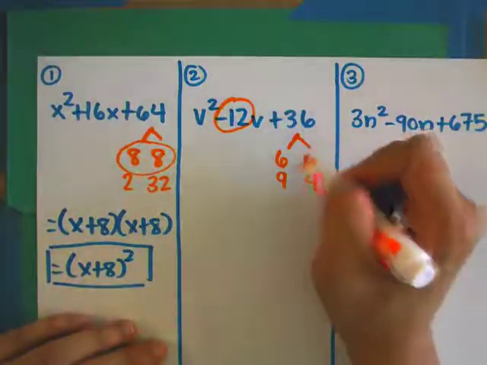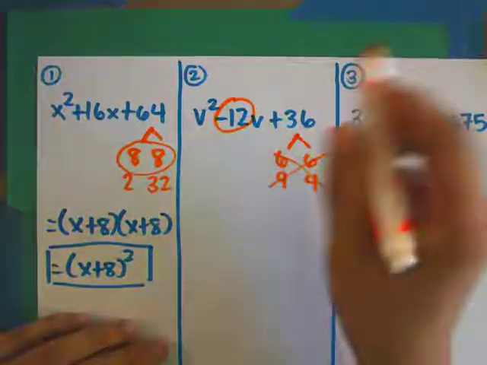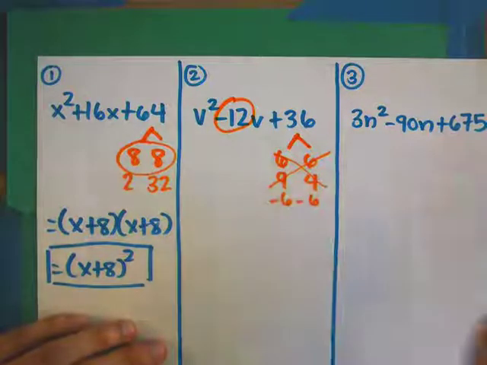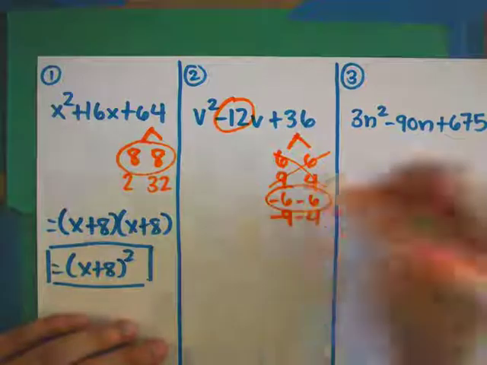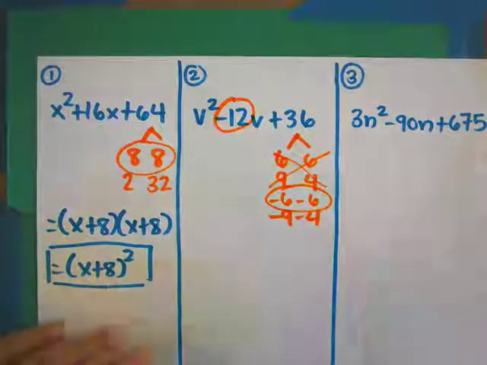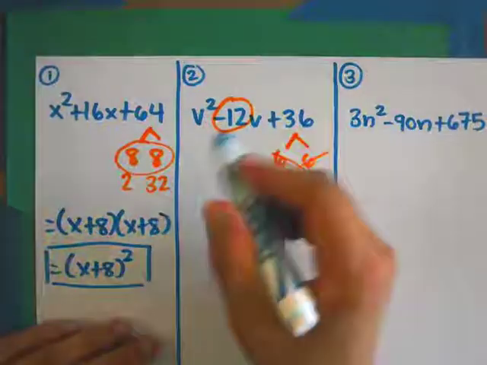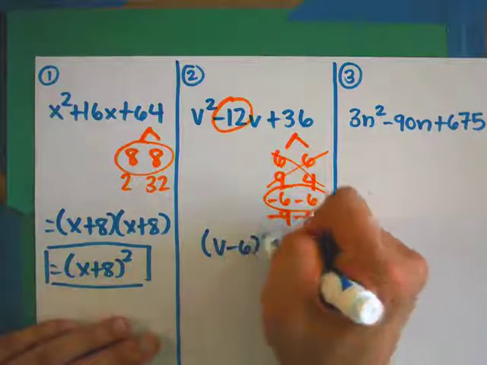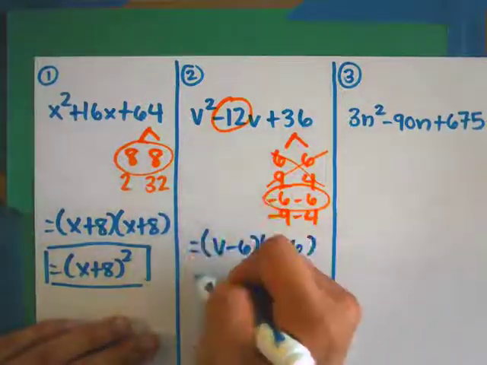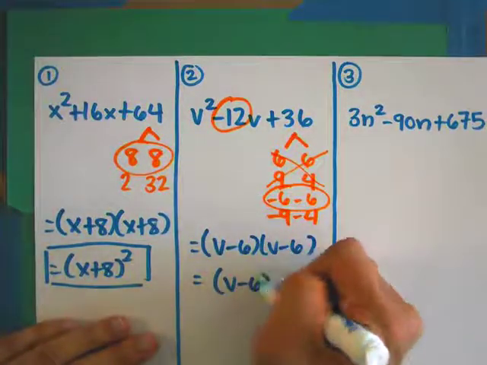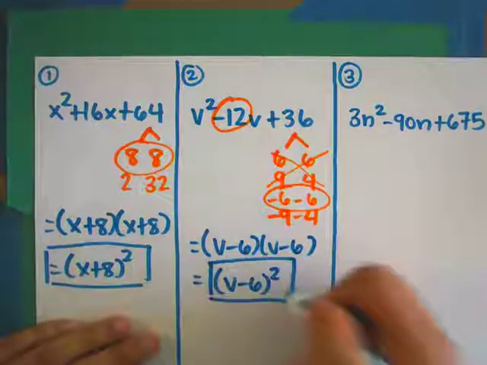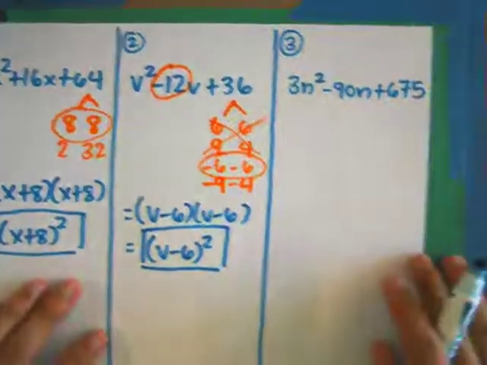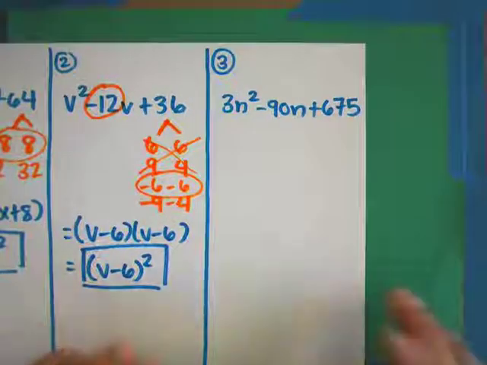So maybe instead of positives, maybe we can have two negatives instead. Negative 6, negative 6. This one will be our answer because they add up to negative 12. So it's going to be v minus 6, v minus 6. If you can see that, you can just skip down to this step over here, then that's totally cool. That's totally fine.